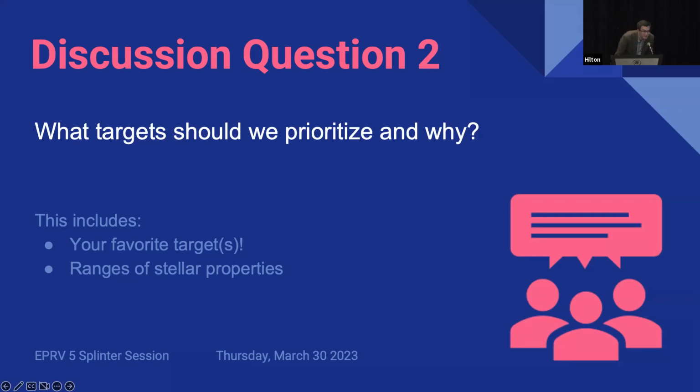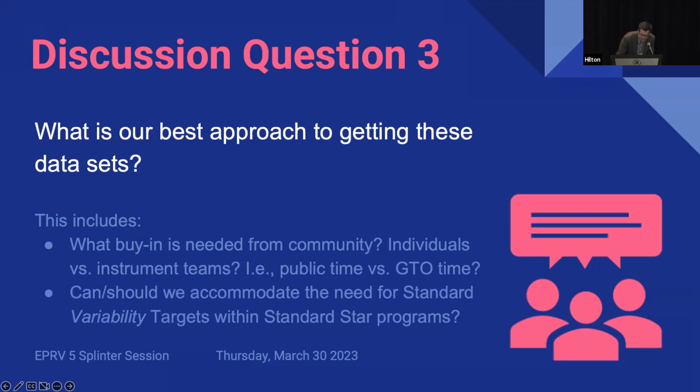Hello, everyone. We are moving on to question 3. Feel free to wrap up your question 2 thoughts, but we will be moving on to question 3, which is, what is our best approach to getting these data sets? This can include discussions about buy-in from the community, individual proposals versus, say, instrument teams, which kind of gets at public time versus GTO time. And then the question about is there a need to accommodate for these within standard STAR programs? But feel free to interpret this question as you wish and discuss.